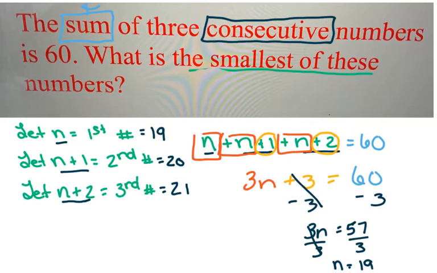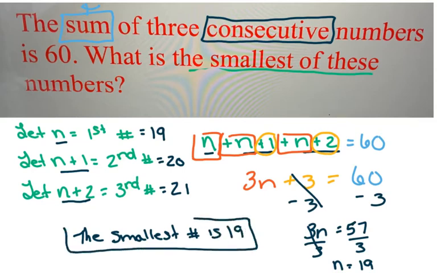But we need to answer it, the smallest number. So the smallest number is 19. So that's our answer. Okay, if it asked what the largest one is, it would be 21.